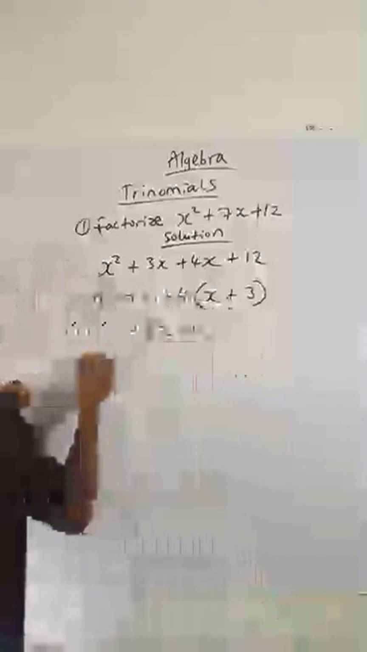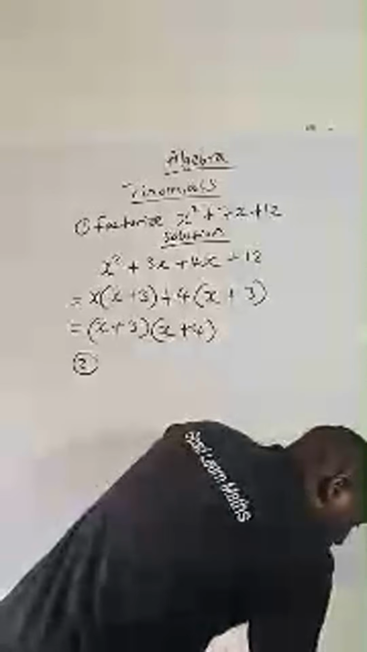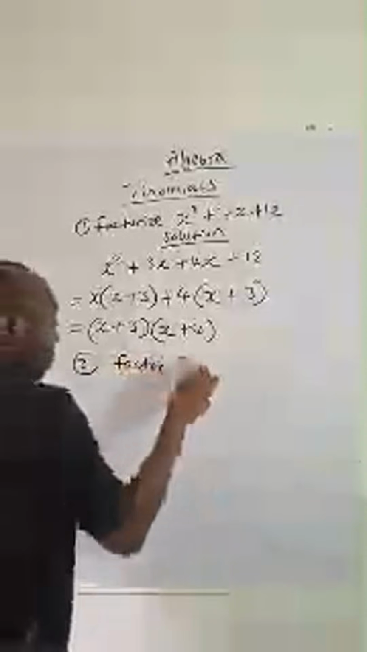So this is going to be the answer, all right? Let's go to the second question. I have to ignore you because you... Which mistake are you trying to talk about? Which question are you making reference to? Okay, moving on. Factorize x squared plus 2x and then minus 3.